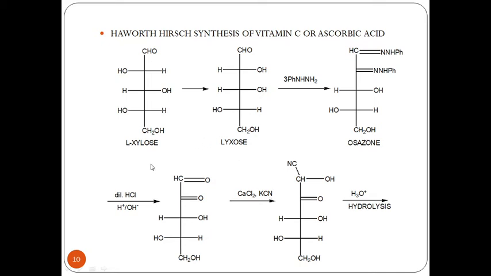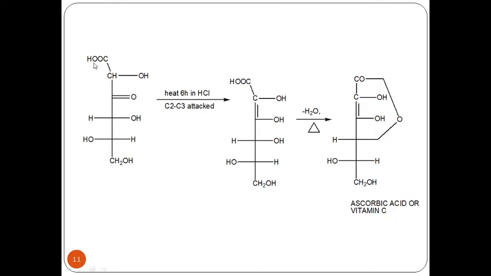So in this step, xylose gets converted to lyxose, which reacts with phenylhydrazine to give osazone. Further, this osazone, in the presence of dilute HCl, gets converted to an aldehydic carbonyl carbon and a ketonic carbonyl carbon, which KCN attacks so that CN gets introduced. Now the job of CN is, under hydrolytic conditions, to get converted to a carboxylic acid. CN is a very versatile group which gets converted to a carboxylic acid.